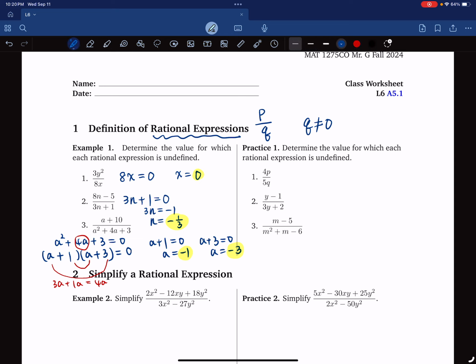Okay, so pause the video and do practice 1. After you finish practice 1, you could check your answers. Meanwhile, I'm going to enter the answers. So please pause the video.